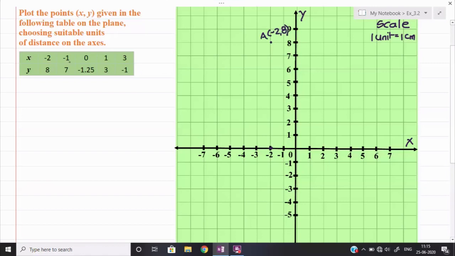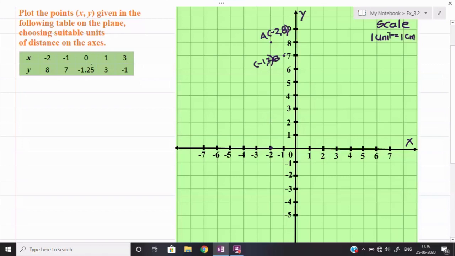Similarly, let us see minus 1 comma 7. First of all, on the x axis, search where minus 1 is. So minus 1 is lying here. Then we need to go to 7. Since 7 is positive, from minus 1 we shall go in the upward direction and reach up to 7. So here I will mark the second point, which I will call point B, and the coordinate of B is minus 1 comma 7. If you want to verify, minus 1 is the horizontal distance while 7 is the vertical distance. Vertical distance is always the y coordinate while the horizontal distance is the x coordinate.